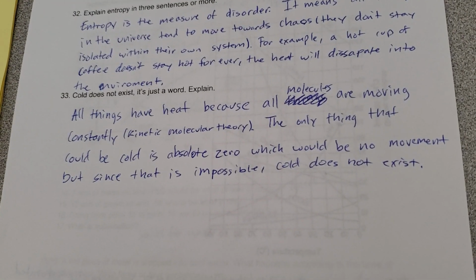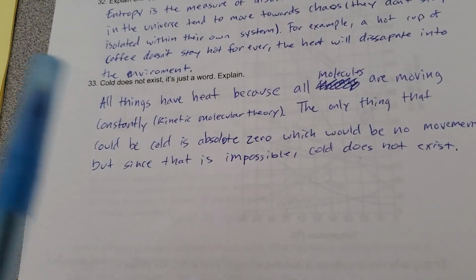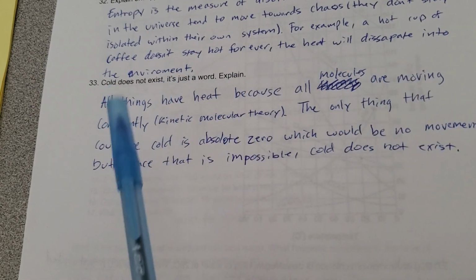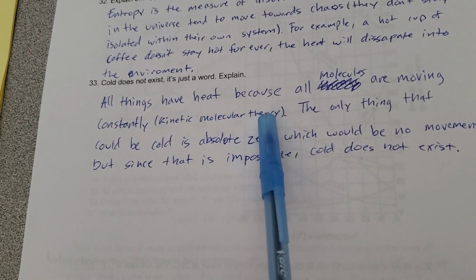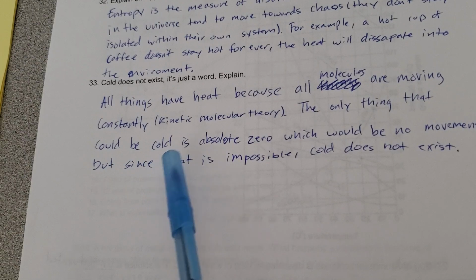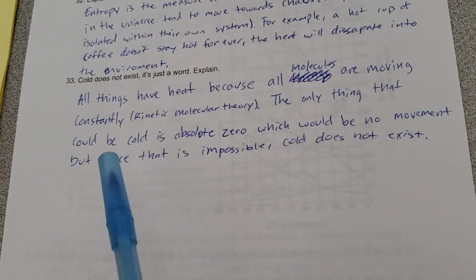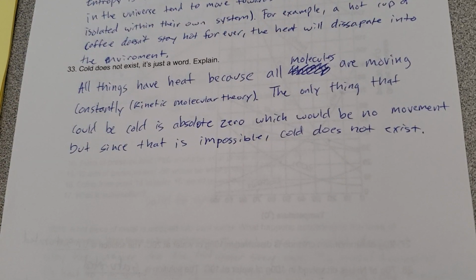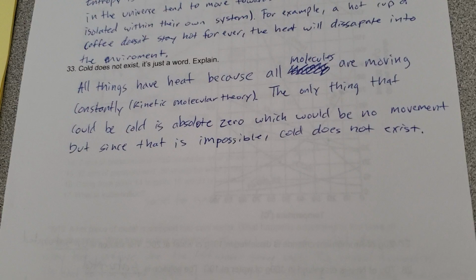Explain. Well, Mr. Perkins went very theological with this one, but let's see if this makes sense. All things have heat because all molecules are moving constantly. Think of the kinetic molecular theory. The only thing that could be cold is absolute zero, which would be no movement. But since that is impossible, cold does not exist. Remember, heat is the measure of the movement of the molecules inside of an object. If all things have movement, then all things are hot. Some are just not as hot as the other.